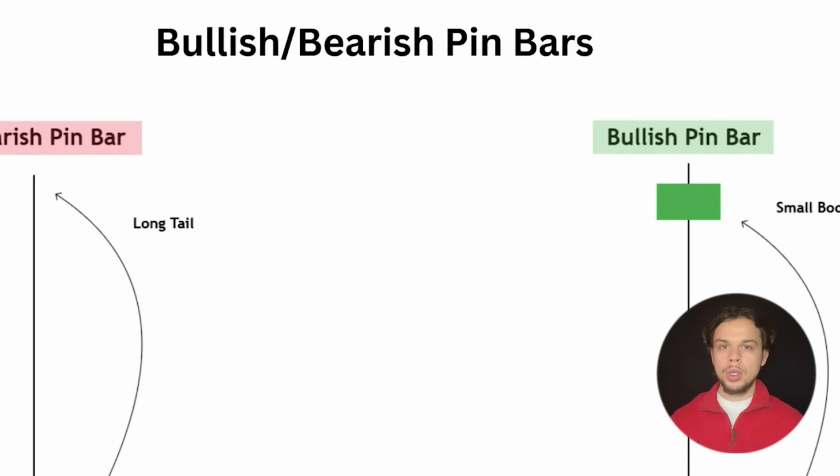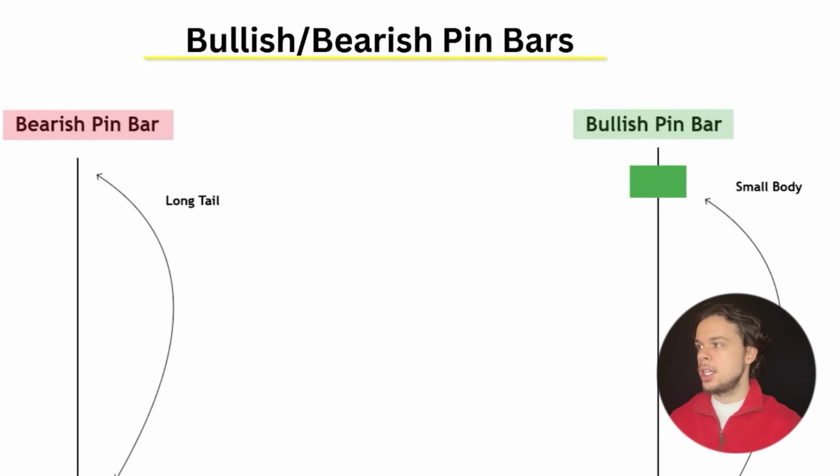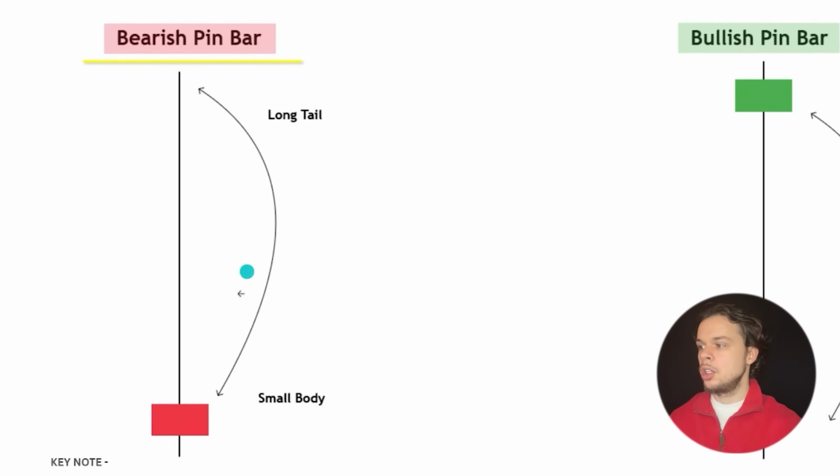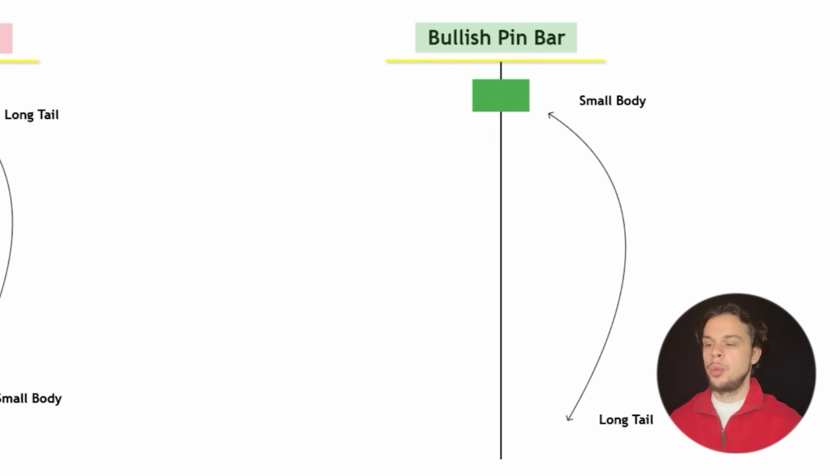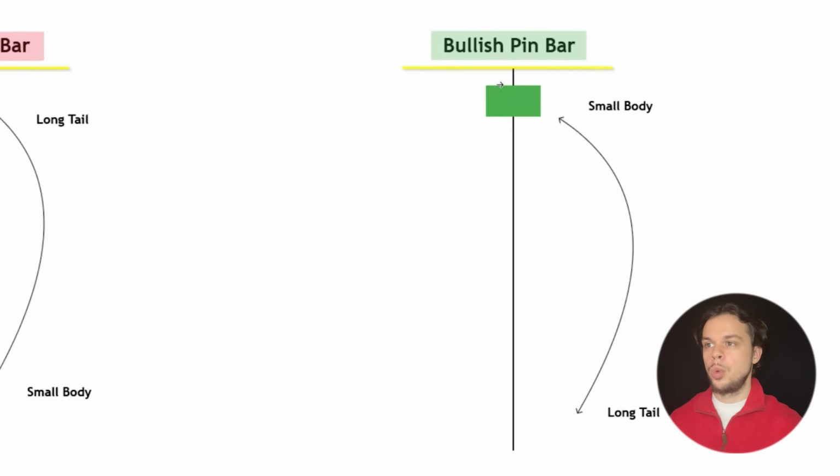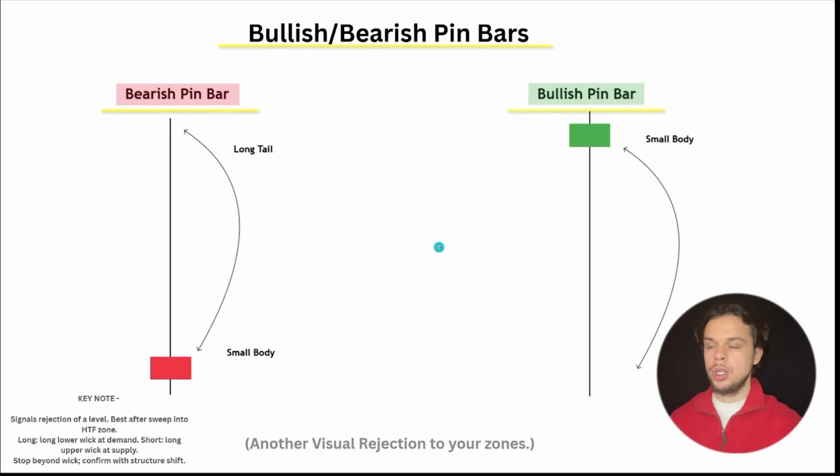The next one is a bullish or a bearish pin bar. So as you can see with a bearish pin bar, we have the long tail with a small body close at the bottom. And with the bullish pin bar, we have another long tail, a huge wick representing the rejection with a small body close above.